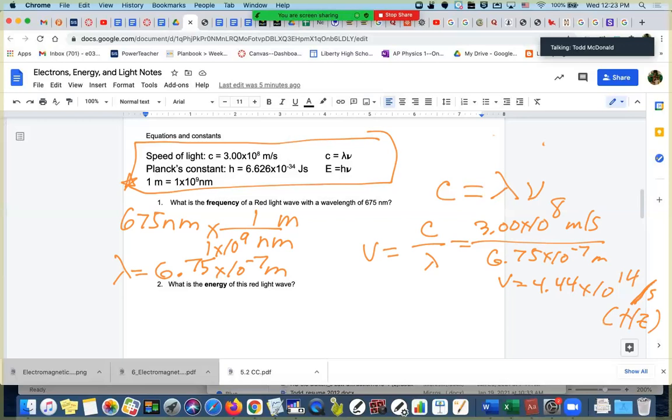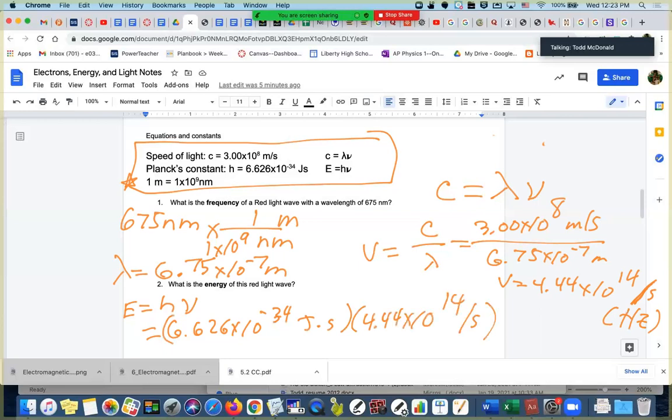Okay. Now, there is a relationship between energy and the different waves that we have. Very specifically, energy is equal to Planck's constant times our frequency. So if we want to know the energy associated with that particular red wave, we're going to take 6.626 times 10 to the negative 34th. The units here are joules times seconds. And then we're going to multiply it by this 4.44 times 10 to the 14th per second. Okay. And then we punch this into a calculator.